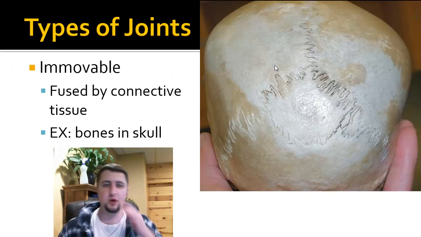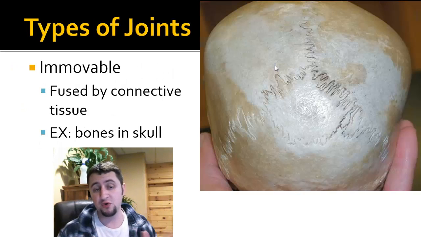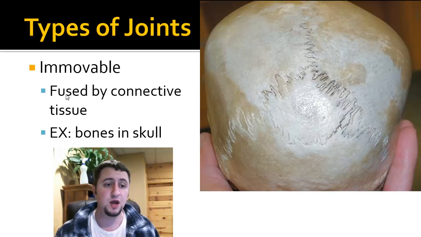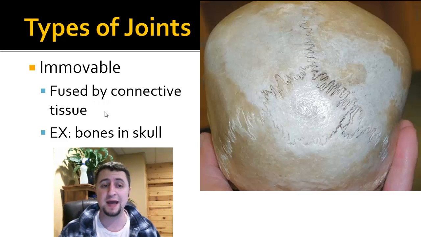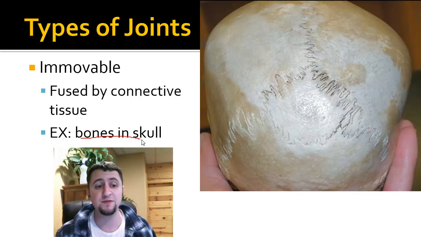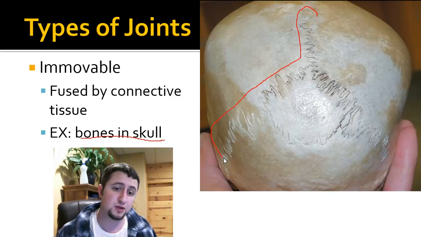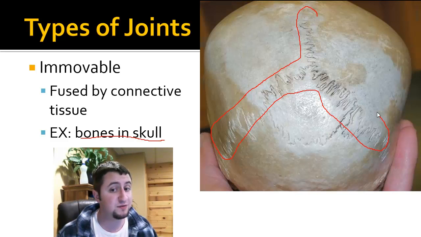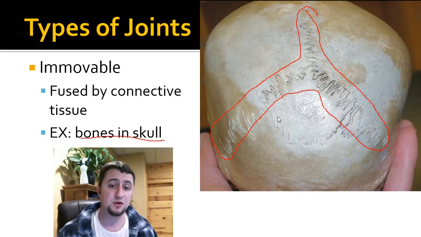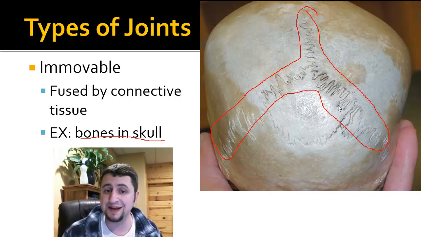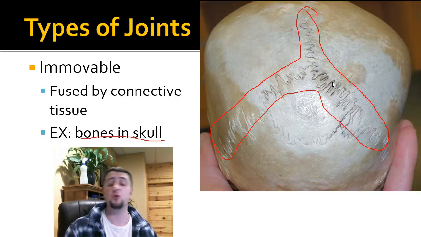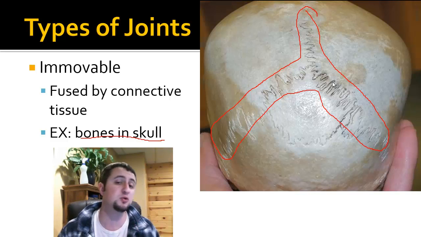So the first type of joint we're going to talk about is our immovable joints. That is where bones are fused together by connective tissue. A really good example of that is the bones in the skull. Right in here where you see all this squiggly stuff, that is actually made of different kinds of bones. Right here are our parietal bones, and then also our occipital bone right here in the back of our skull. Those are connected together by fused or immovable joints.